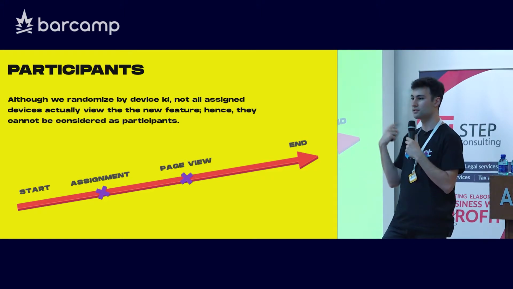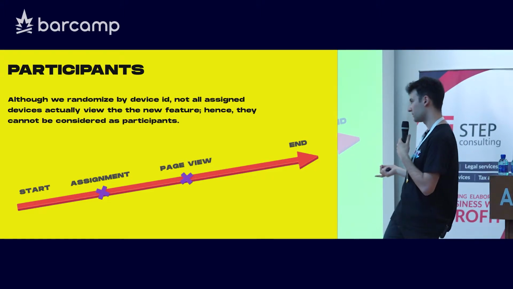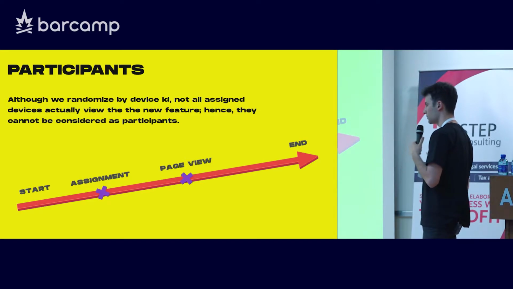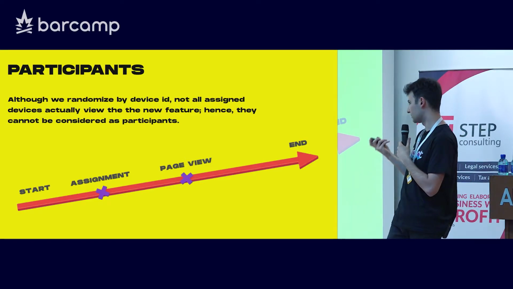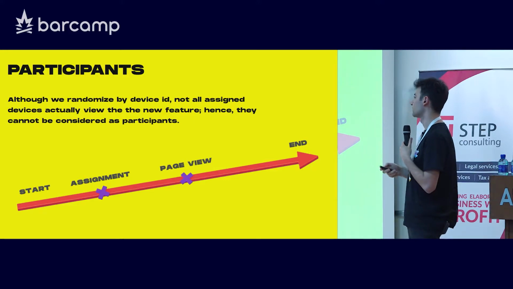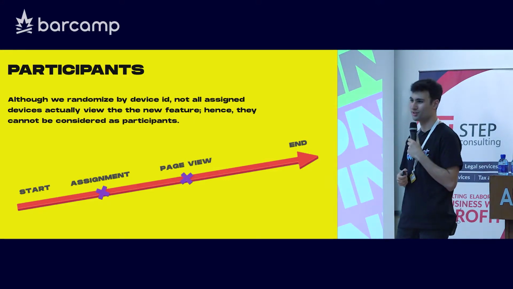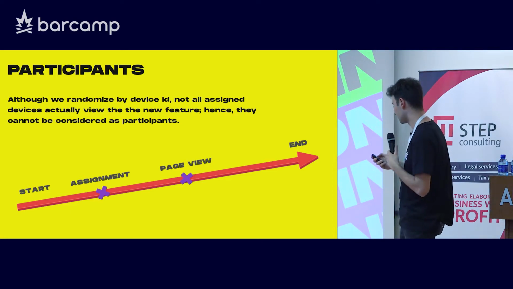So we can assign the user to the experiment, but unless the user actually sees the new feature, we cannot consider the user as our participant. And yeah, we can jump into metric definition.